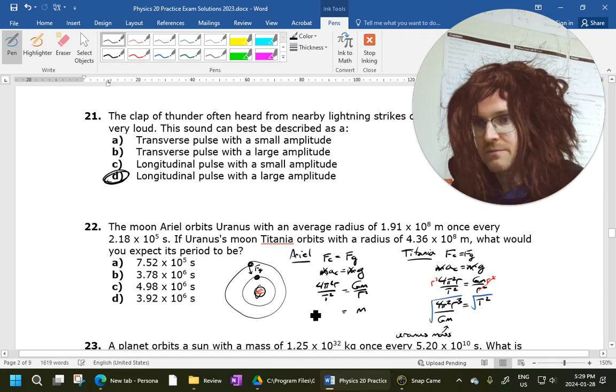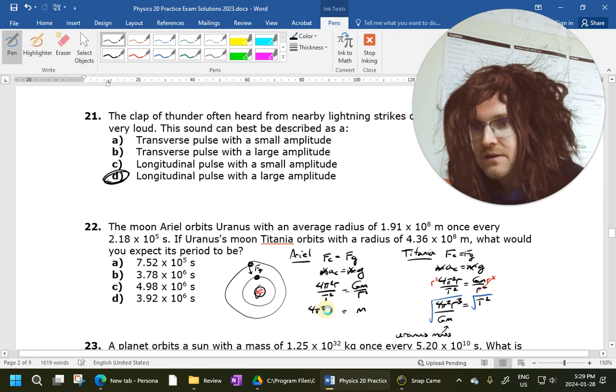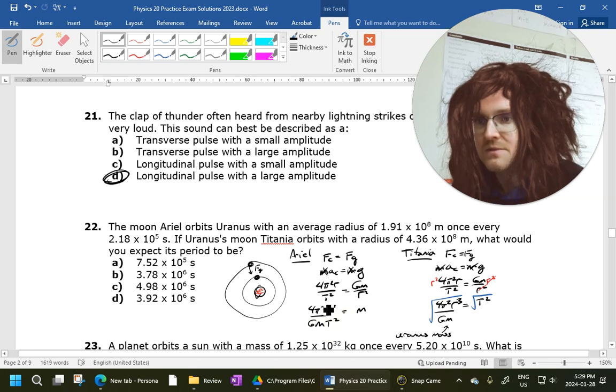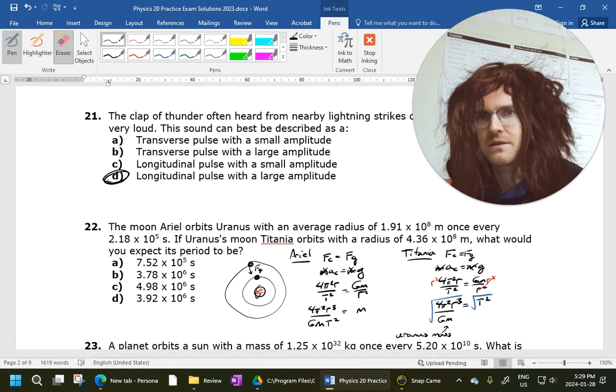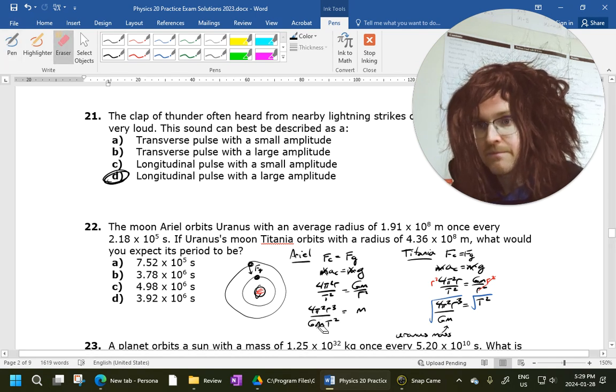So I'm getting a mass here by itself. So I got 4 pi squared r cubed over GMT squared. So I just divide down the GM, times up the, oh, I don't even, sorry, not the M. I don't have the M.